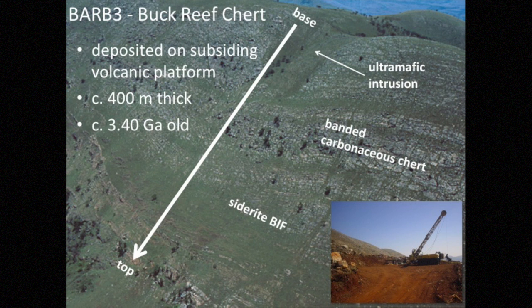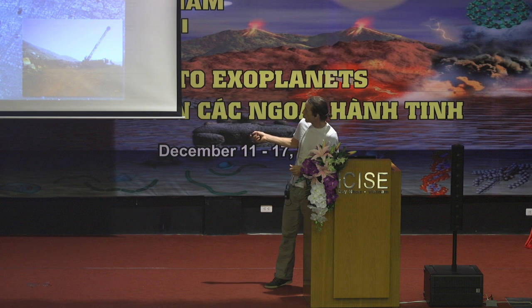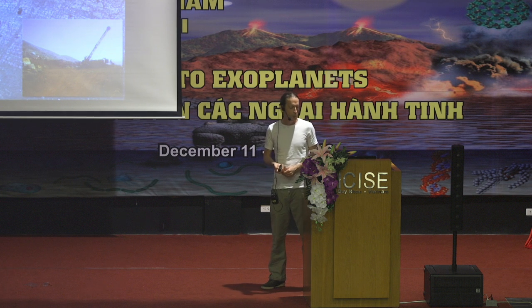Now, this is quite a famous chert, the Buck Reef chert. It's probably the thickest chert horizon that is known to exist from the Archaean. Again, we have various layers of different kinds of chert. They are more or less vertically dipping, and these cherts were deposited on some felsic volcanic substrate, representing some sort of volcanic platform that was slowly subsiding. And on top of this platform, you had deposition of these chert units, reaching a thickness of up to 400 meters. The time of deposition was around 3.4 billion years ago.